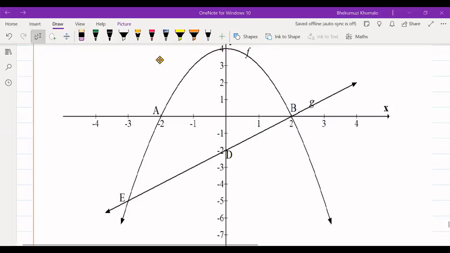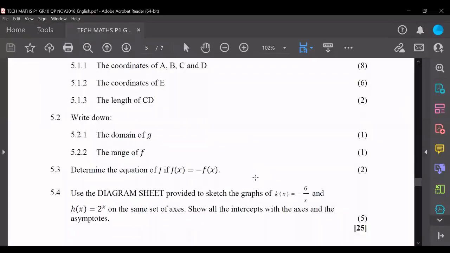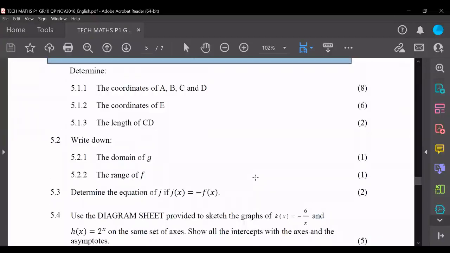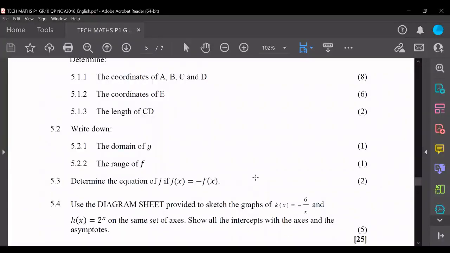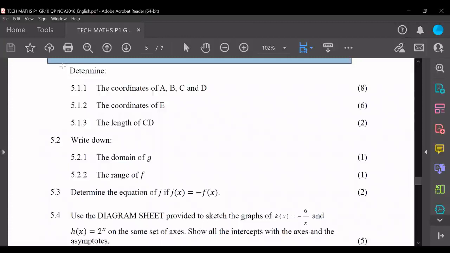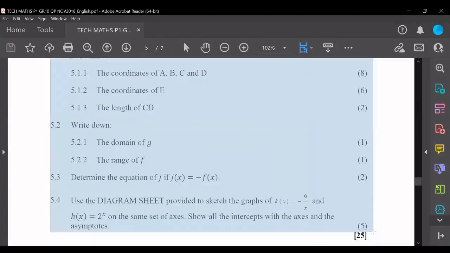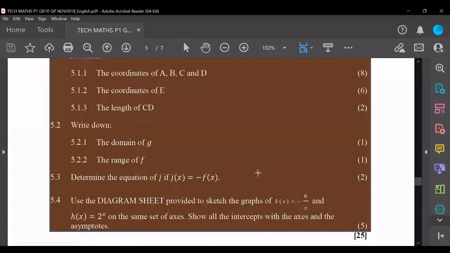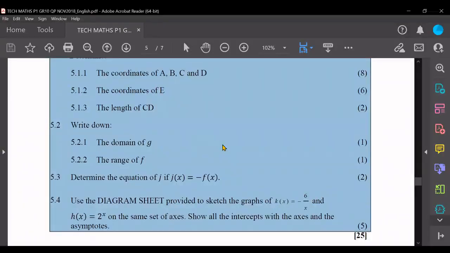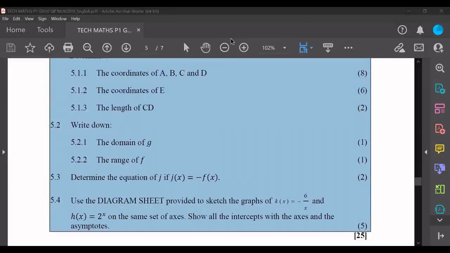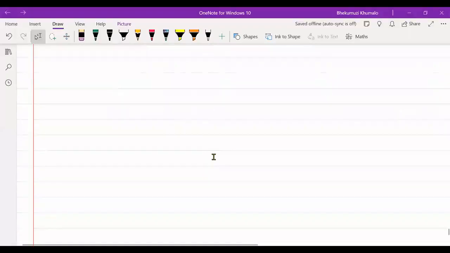I'm going to just copy and paste all the questions and bring it to the side. Can I copy all these questions? Yes, I can. The very last one there, it's a drawing. So let's try and copy everything in. Oh, the first one here, we need to do a lot of work. It's 8 marks, and basically they want us to determine the coordinates A, B, C, D, right?